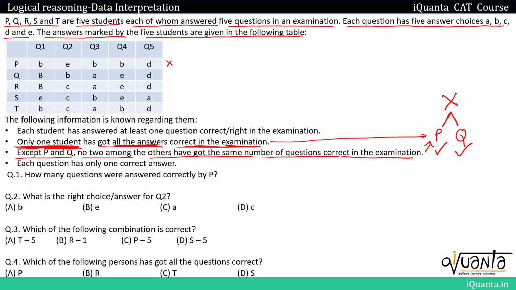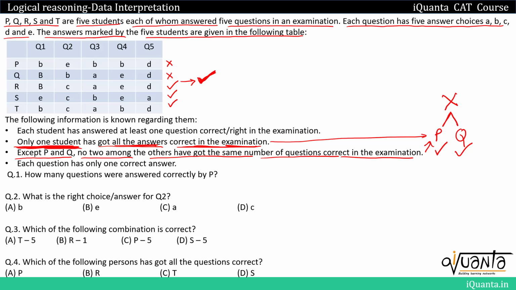So P is not the one who has answered all the questions correctly. Q is not the one who has answered all the questions correctly. So now if P and Q cannot answer all the questions correctly, then it is very clear that someone among R, S, T would have answered all the questions correctly. So what we need to do is make 3 cases. First, by assuming that R answered all the questions correctly, and then relative to that we will check the answers of all others. The case in which P and Q answer the same number of questions correctly will be the correct option.